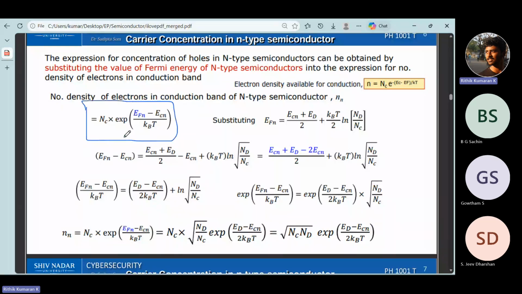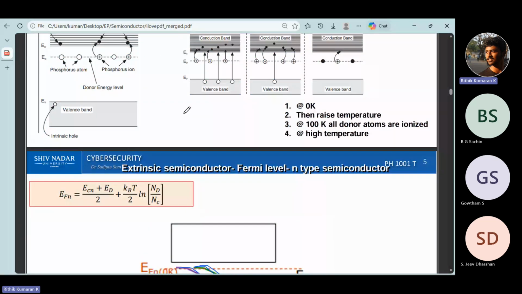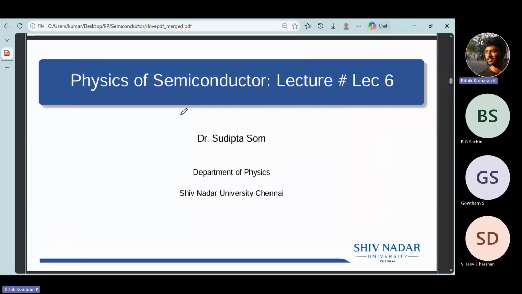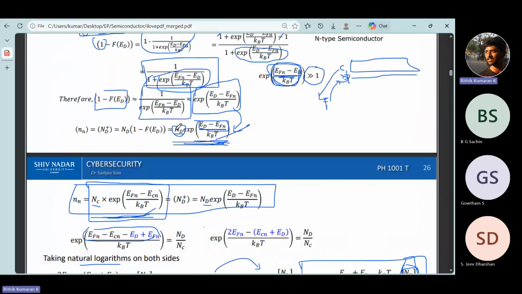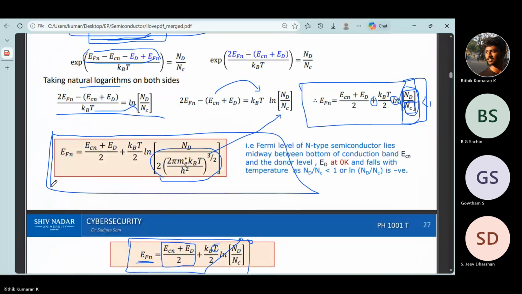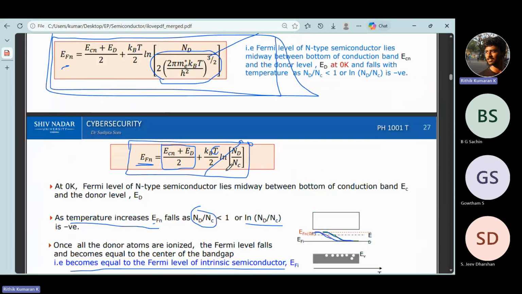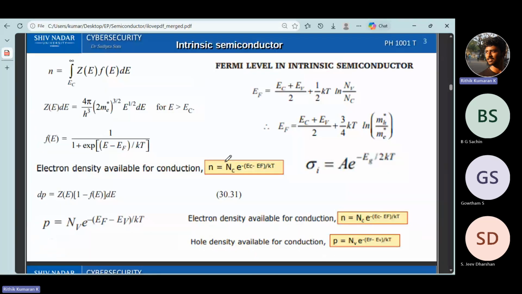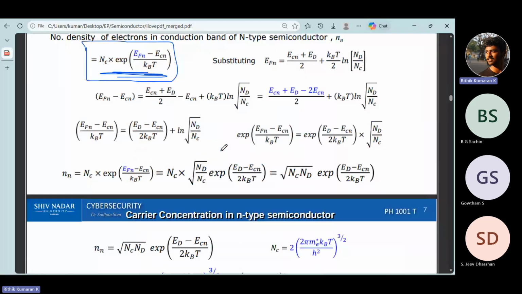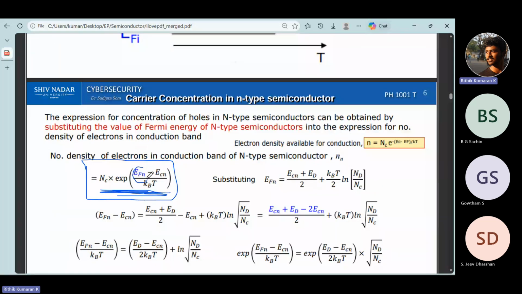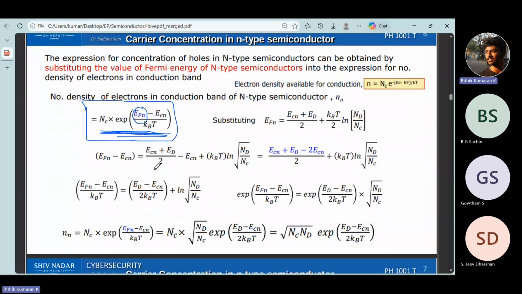I told the same equation. What you do? Now you have an equation here, an equation for the Fermi level, correct? You know what the Fermi level is, E_Fn. What you do, take the NC term, and you can find the Fermi level in the exponential, correct? This is the Fermi level equation for n.